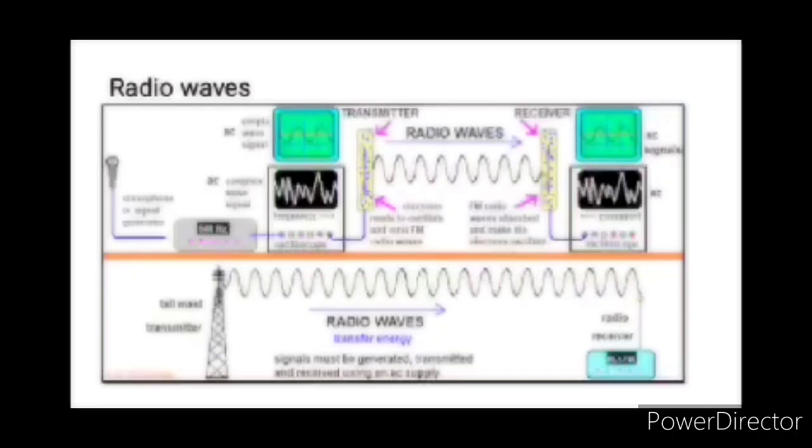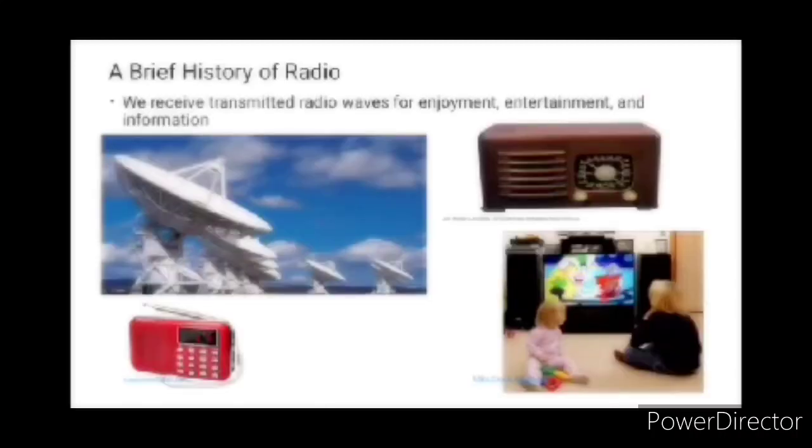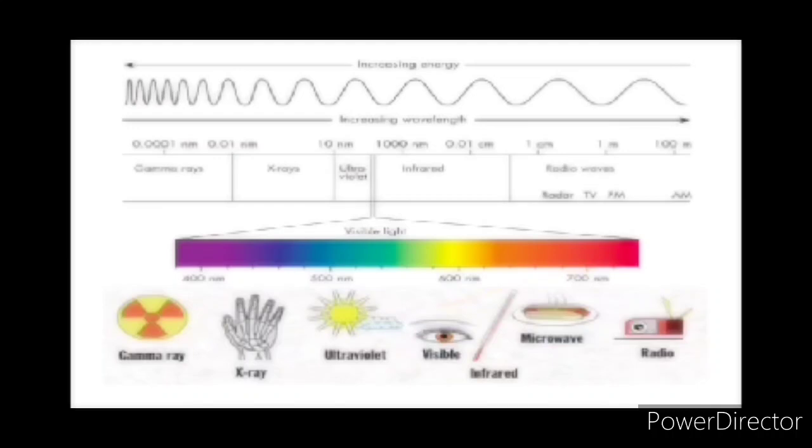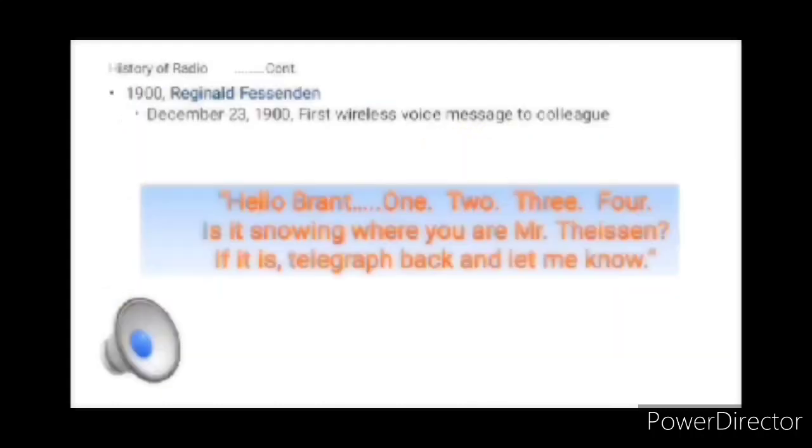Brief history of radio waves. We receive transmitted radio waves for enjoyment, entertainment, and information purposes. Information may be in various forms. The visible spectrum forms a very small region in the entire spectrum of electromagnetic radiations. As energy increases along this region, as the frequency increases, at the same time the wavelength decreases. In the year 1900, the first wireless message was transmitted, where the receiving and transmitting stations were hardly 1 mile apart.